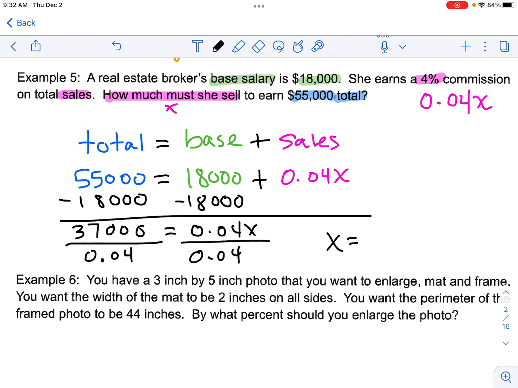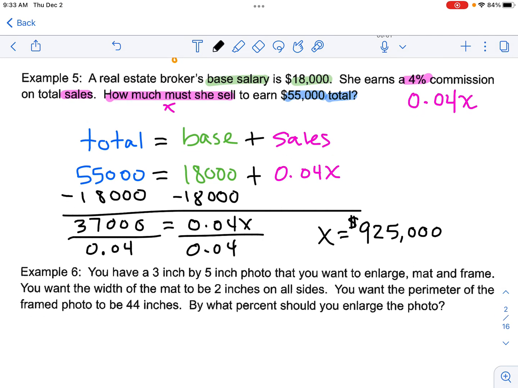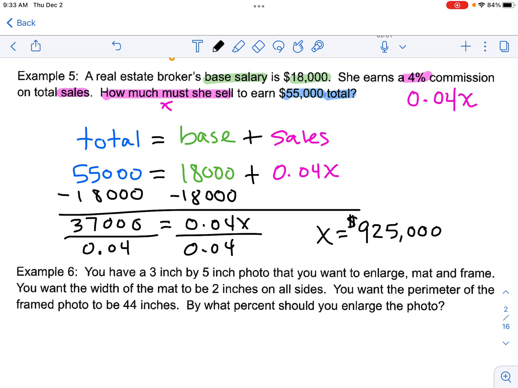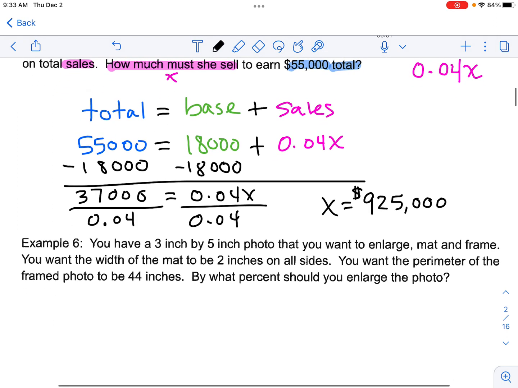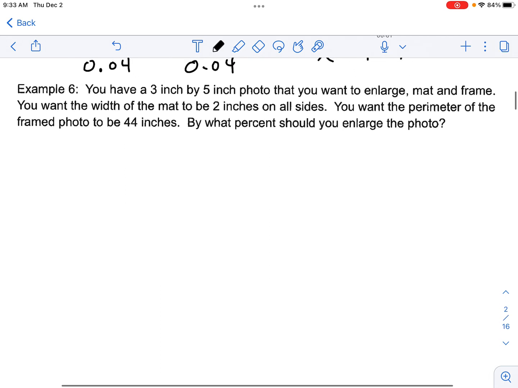So she's got to sell, I would do this on a calculator, 37,000 divided by 0.04. She has to sell, wow, $925,000. I'm just looking at an answer key. I didn't do that in my head. Almost $1 million worth of stuff. But it's real estate, so you know we're talking homes. So it might only be a couple of homes she has to sell each year to reach that amount.